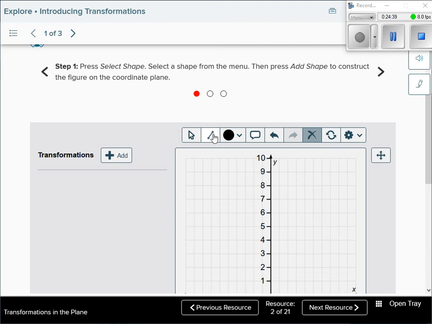Do that. What kind of shape is that, Elizabeth? Not the triangle, the other one. Hannah, did you get back to where you need to be?